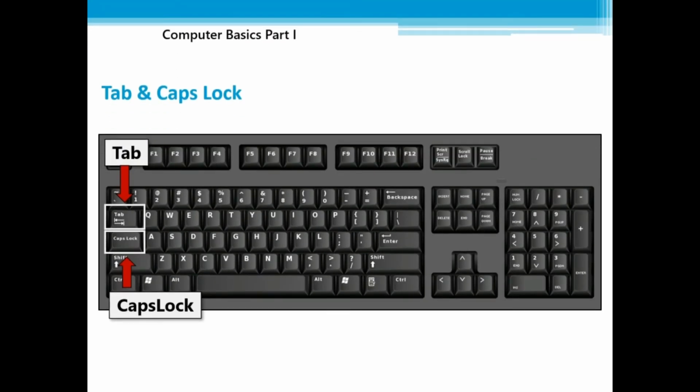Now here we've got your tab and your cap lock. Now your tab key actually moves on a line and you have a sentence, you put the cursor in front of the word and you hit tab and it will tab over a certain amount of spaces. The cap lock key. With the cap lock key, everything that you type will be capitalized or in uppercase.